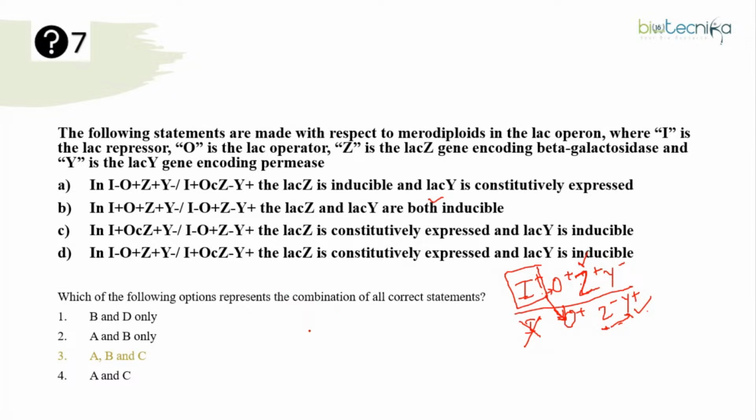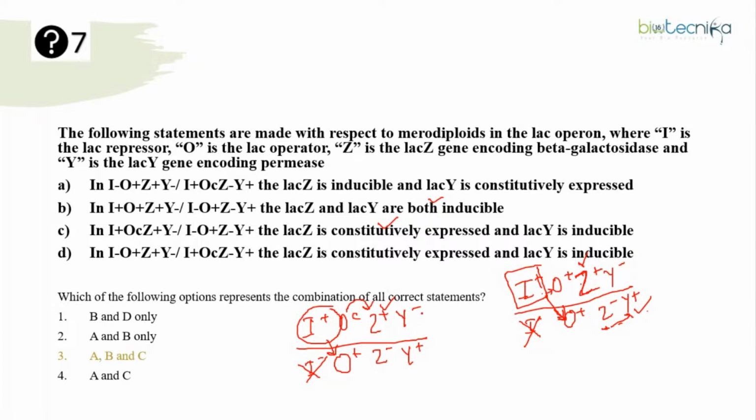In the next set, I have I plus, O constitutive, Z plus, Y minus. And I have I minus, O plus, Z minus, and Y plus. So again, this is non-functional. This is functional. Here again, the I will be able to control this operator because here the operator is constitutive. So let us analyze. They are saying that lacZ is constitutively expressed. So lacZ is under the expression of constitutive operator. So this is constitutively expressed, which is correct.